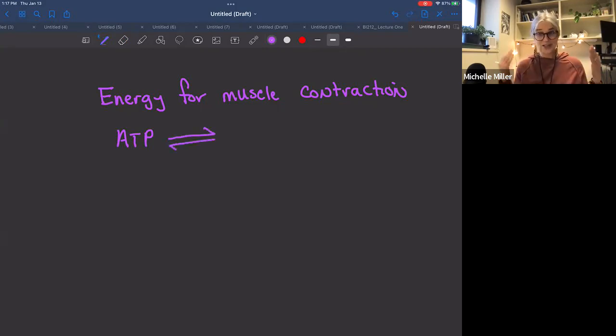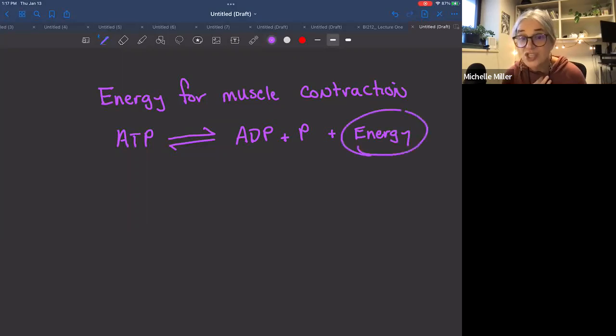So this chemical reaction can take place in two directions, and it can produce ADP, which is diphosphate, plus we've broken a bond here. So there's a phosphate group broken off, and then this releases energy. So the important thing is that this is the energy right here that is used to power the sliding of the filaments. So where does ATP bind?